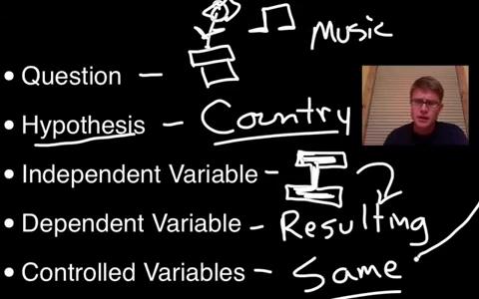And the trick is, if we don't control all the variables, in other words, if we have a few variables that change, not only the independent variable, then we can never know if we actually show that that independent variable has any effect on it.